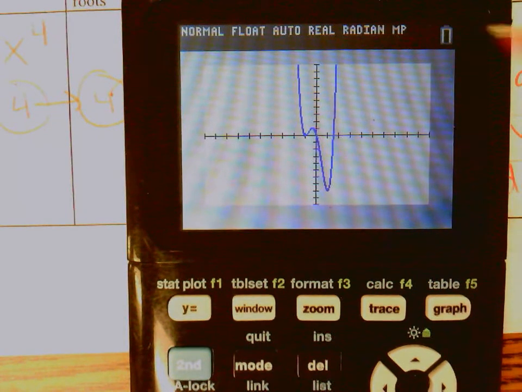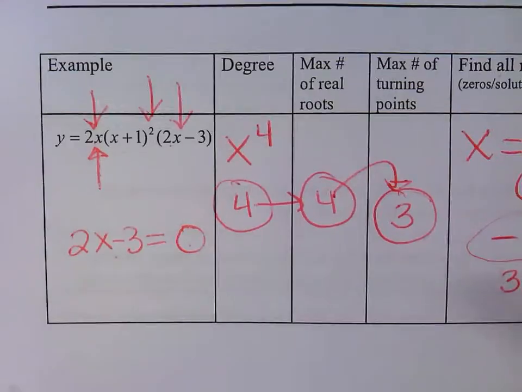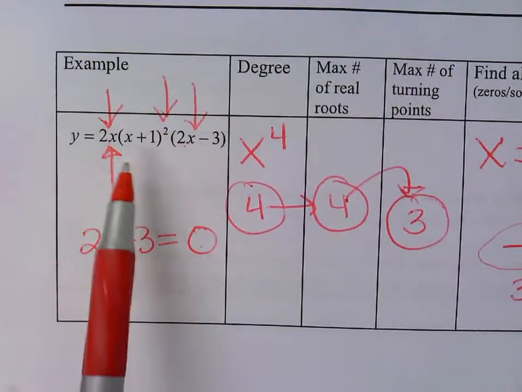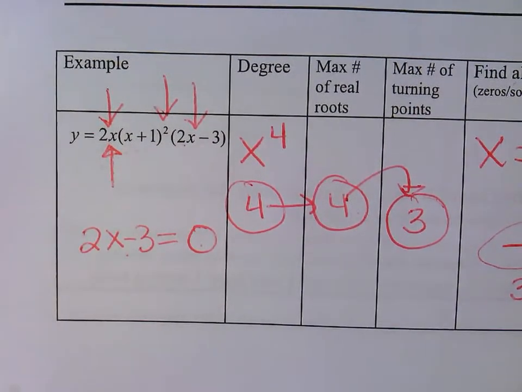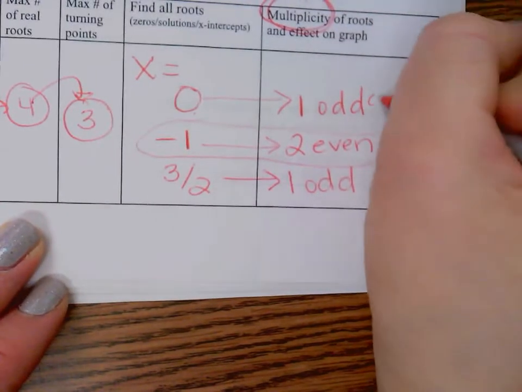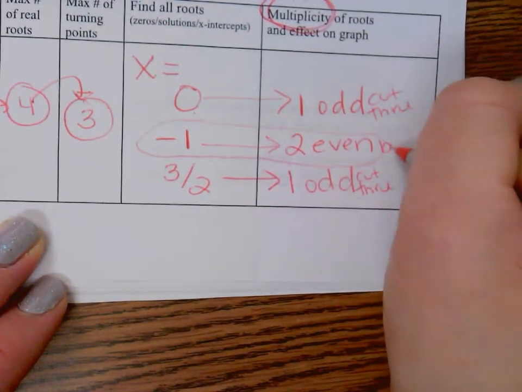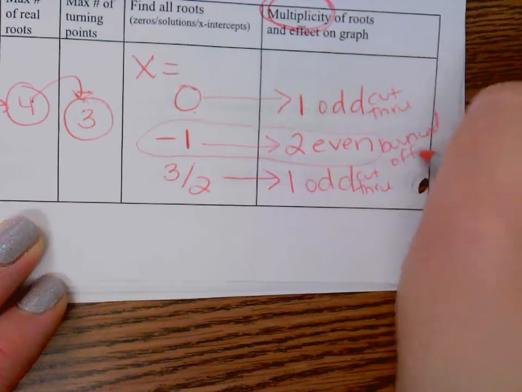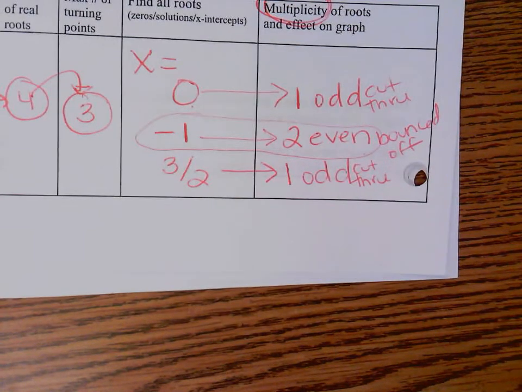So the way that you can figure out if it cuts through or bounces off is by the multiplicity of the x-intercept. So anytime you see something being squared or to the 4th power, it's going to bounce off the x-axis. So on our graph, the odd multiplicity cut through, and the even multiplicity bounced off. And that's the rule for multiplicity. That's the only kind of new rule that we need to add to our bucket of polynomial information today.